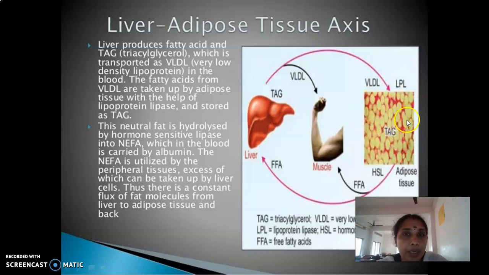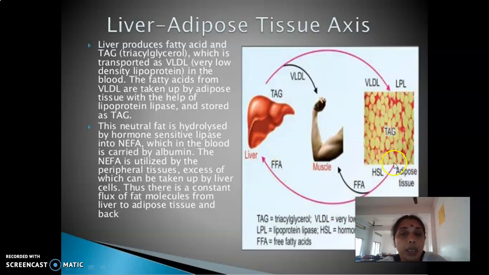And whenever the need arises, what happens? The TG will be entering back into the circulation. But again, we know that the TG cannot move alone. So again the VLDL will be taking the, it's not the VLDL, it is the LDL that will be taking the TG from the adipose tissue to the liver.